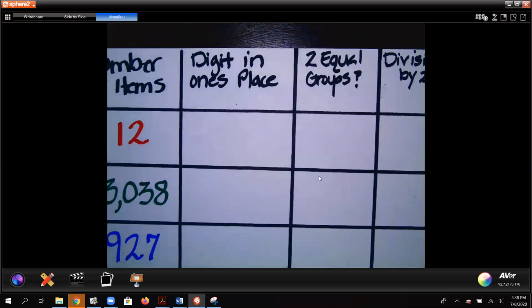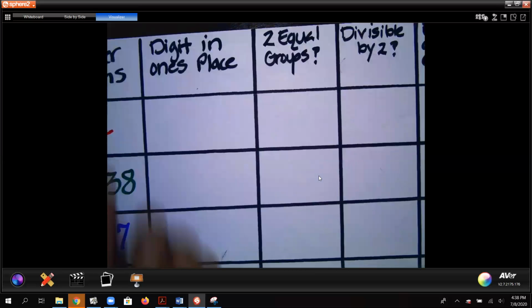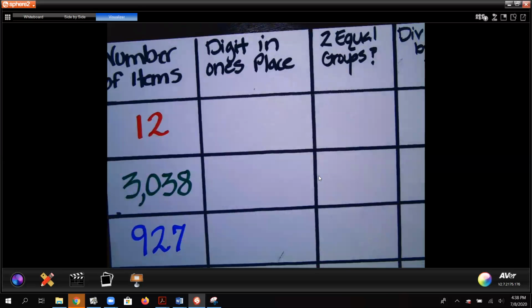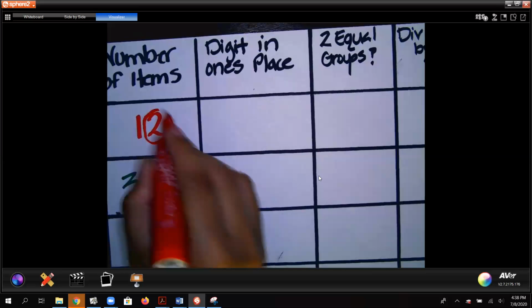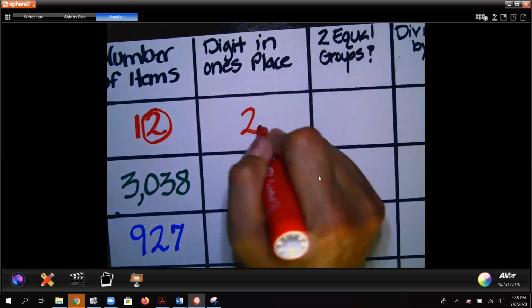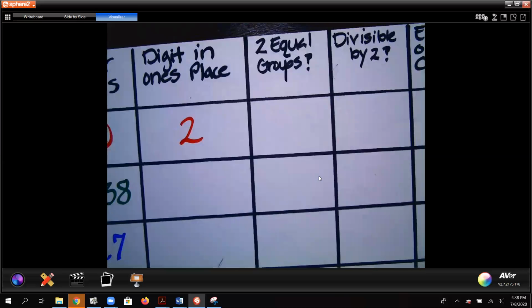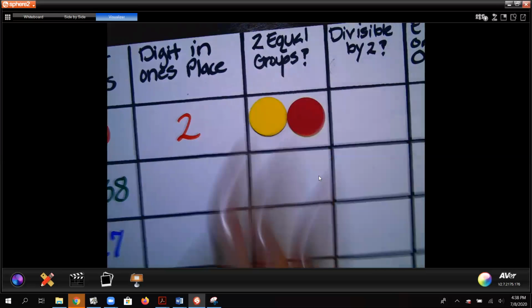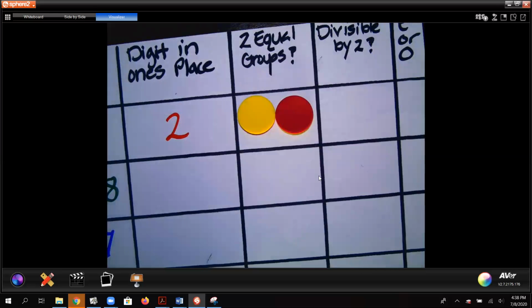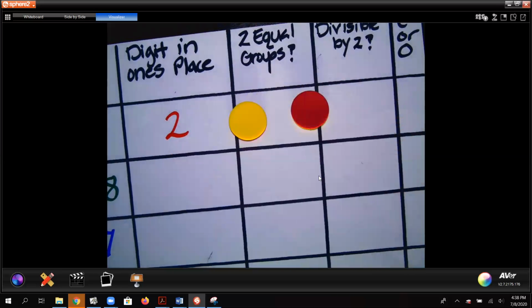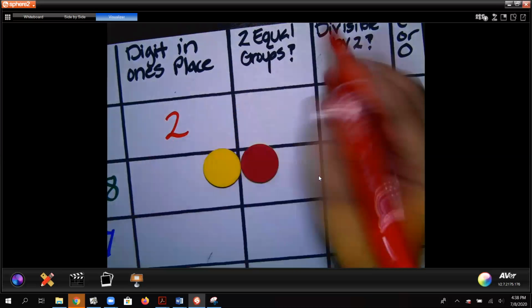Okay, so the first one is 12. Now remember, we always look at the ones place. Here is my ones place, the 2. The digit in the ones place is a 2. Can I make 2 equal groups? Well, let's see. If I have 2 counters here, can I split that into 2 groups? Of course I can, right? I can do 1 here and I could do 1 there. That's 2 equal groups. So yes, I can.